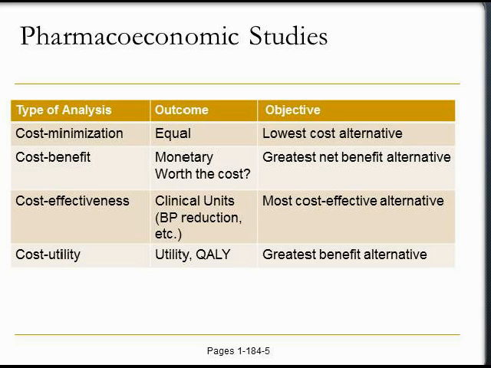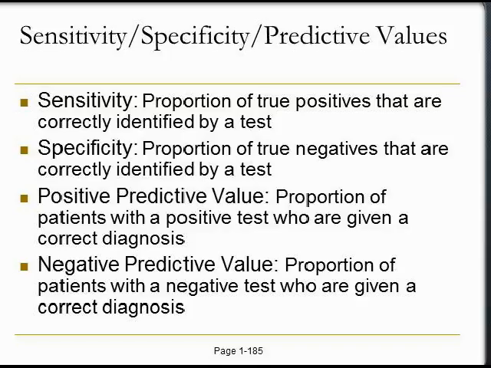And lastly, sensitivity, specificity, and predictive values are, I think, a common testable type of concept, and I won't go through these. Just to remind you about sensitivity, specificity, positive predictive values, and negative predictive values.